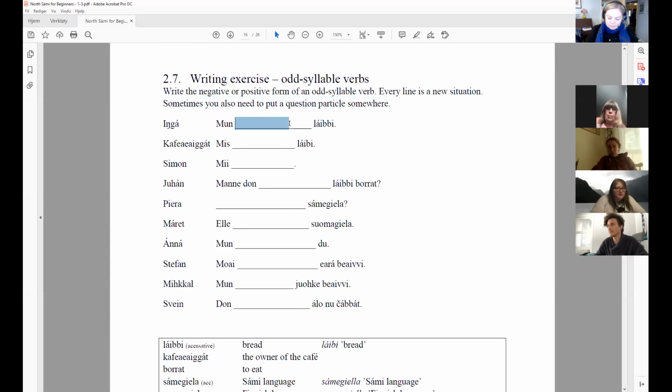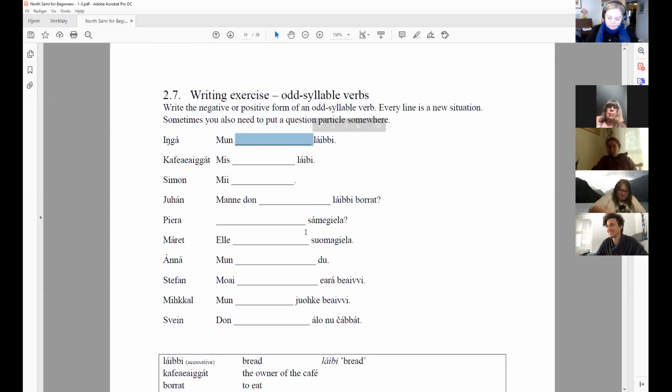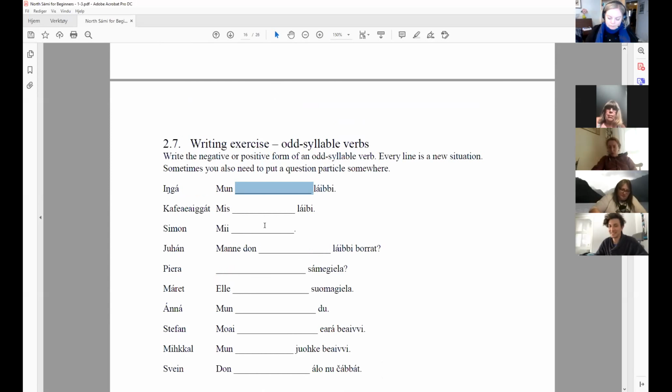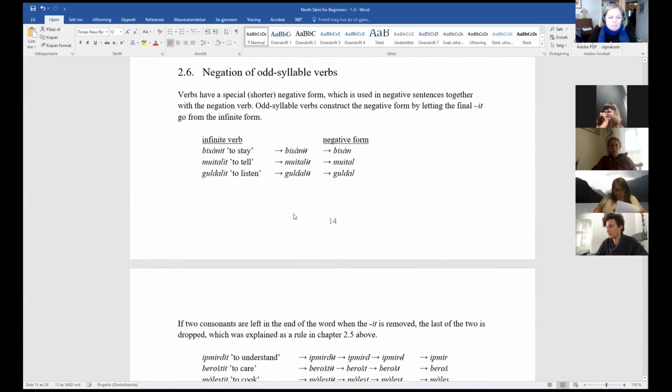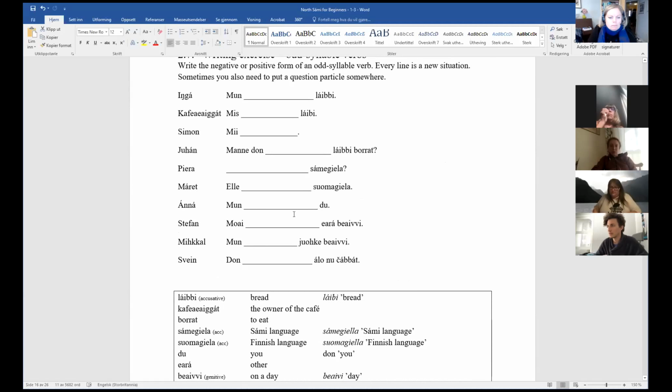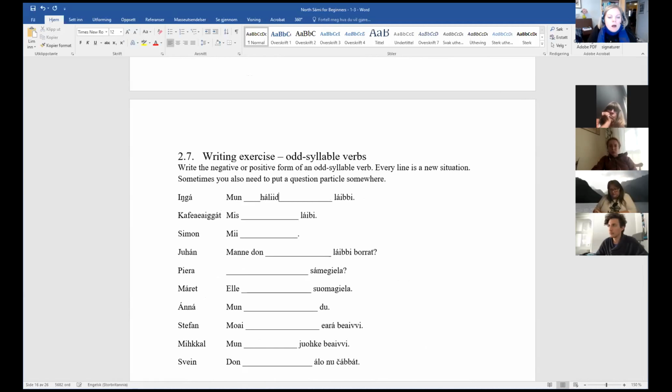Could you help me a little bit and come with some suggestions? Mun haalidan laipi. Yeah, mon haalidan laipi. How can I write it here? No, it's a PDF. Maybe I should share something else instead. New share. I choose the word. Mon haalidan laipi. And what about this cafe owner, cafe ägat?